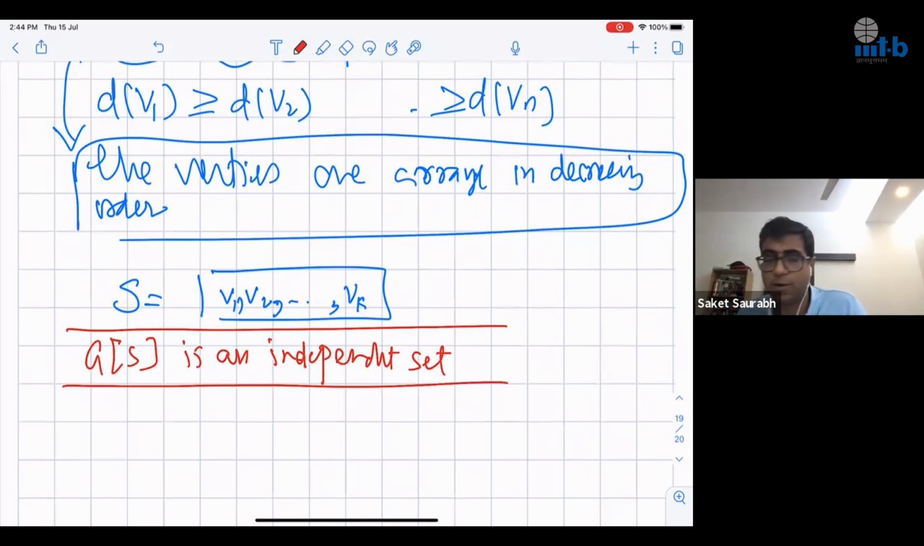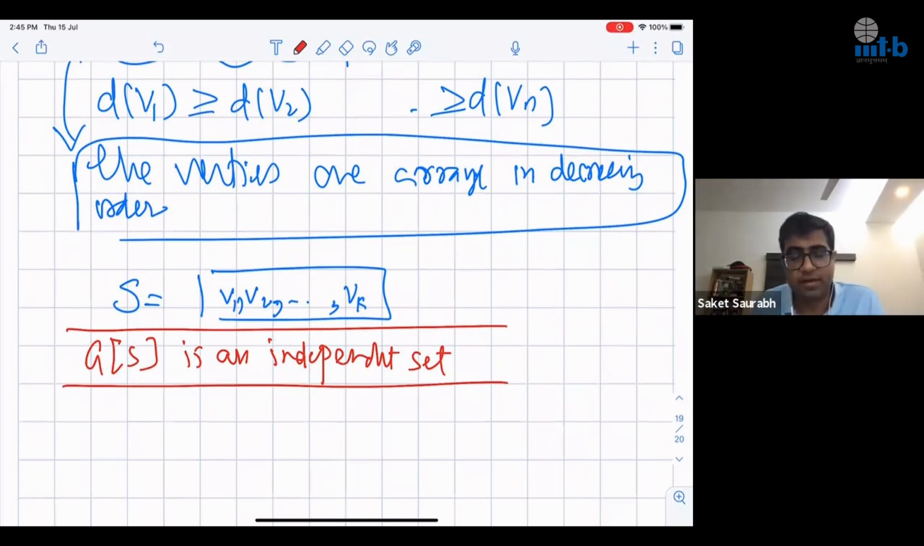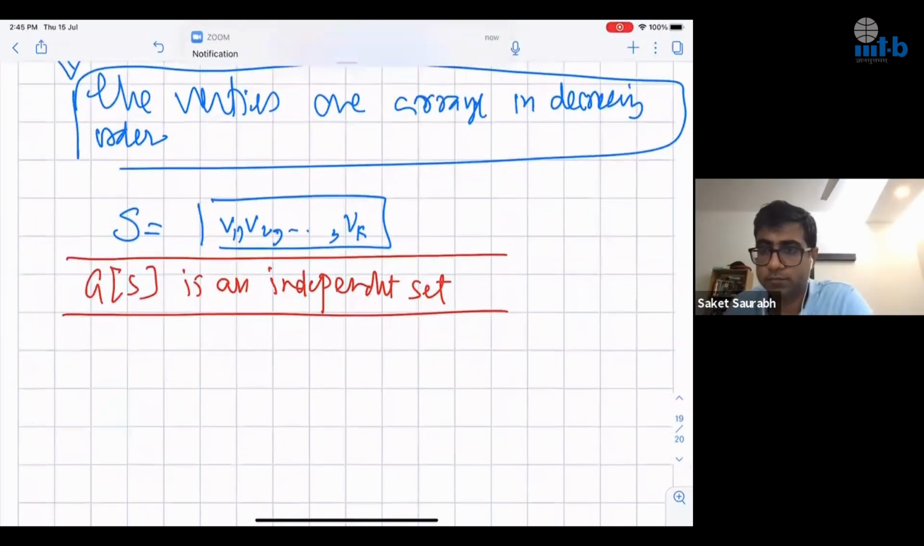Then can you infer? If by luck, I looked at the vertices V1 to Vk, the highest degree vertices, the top degree, and it just happened to be an independent set. Can I infer anything from this? Anybody?